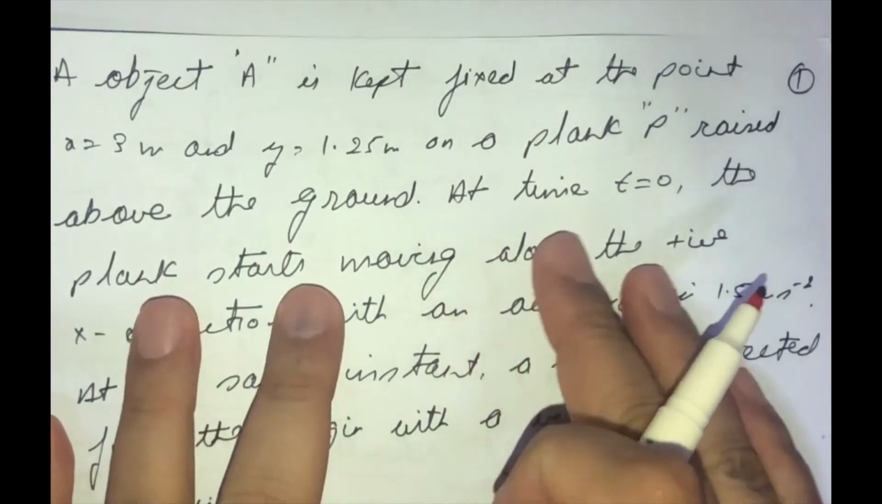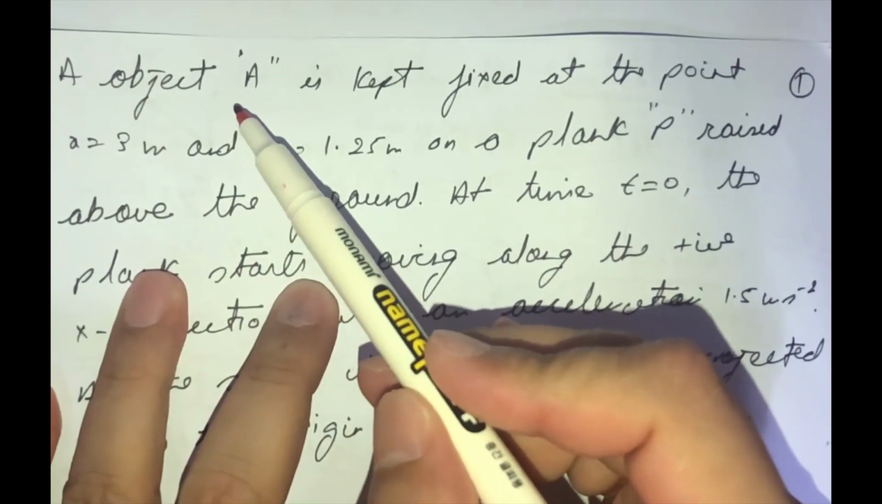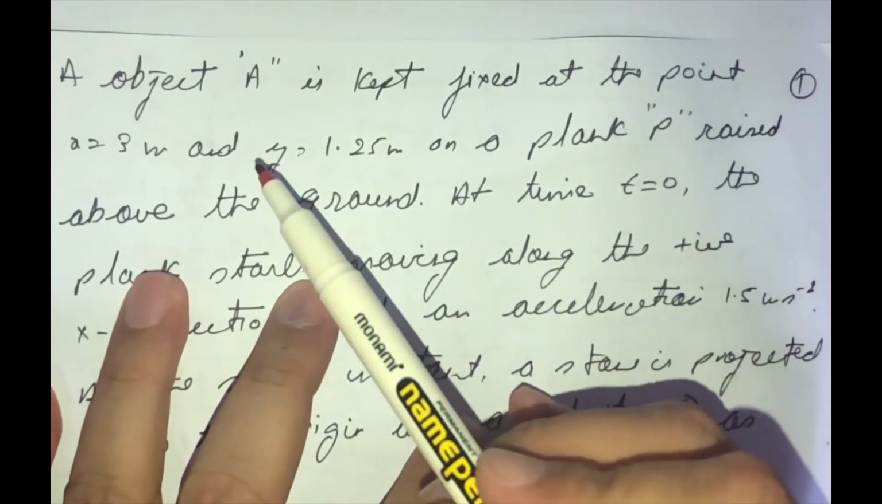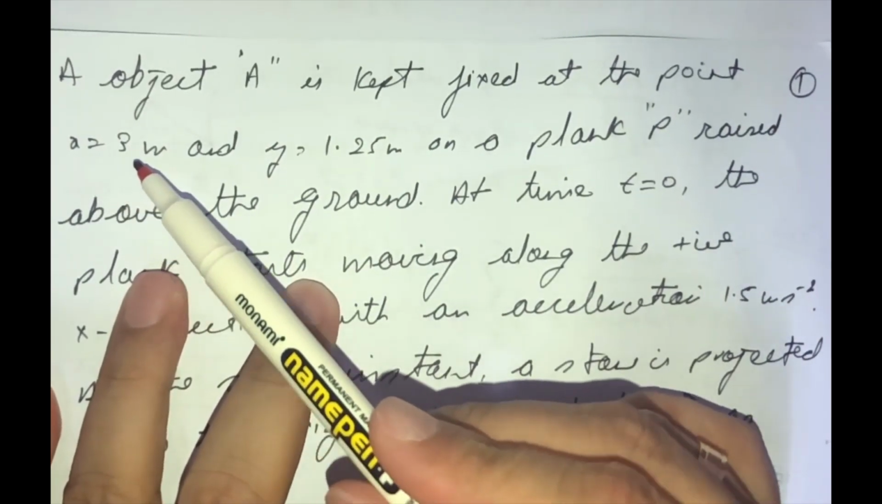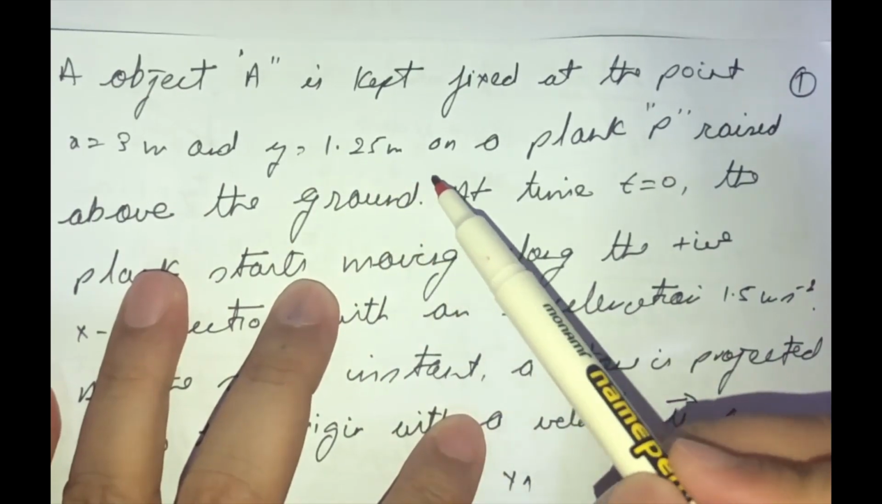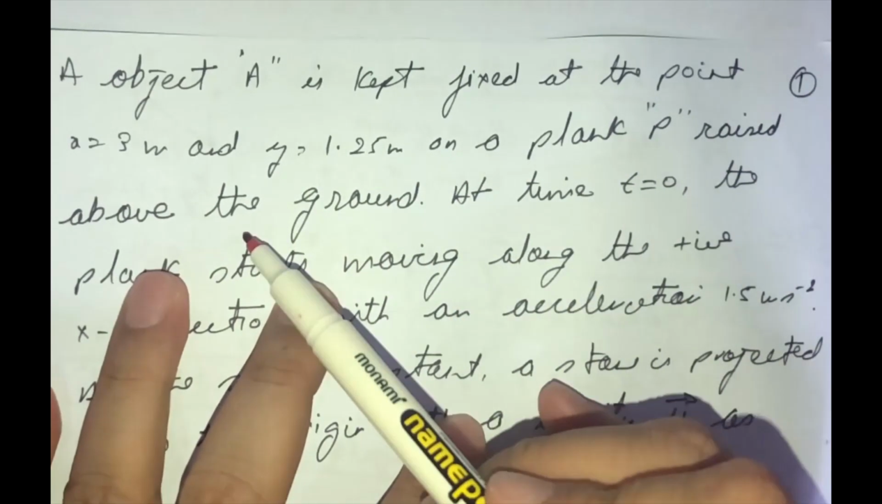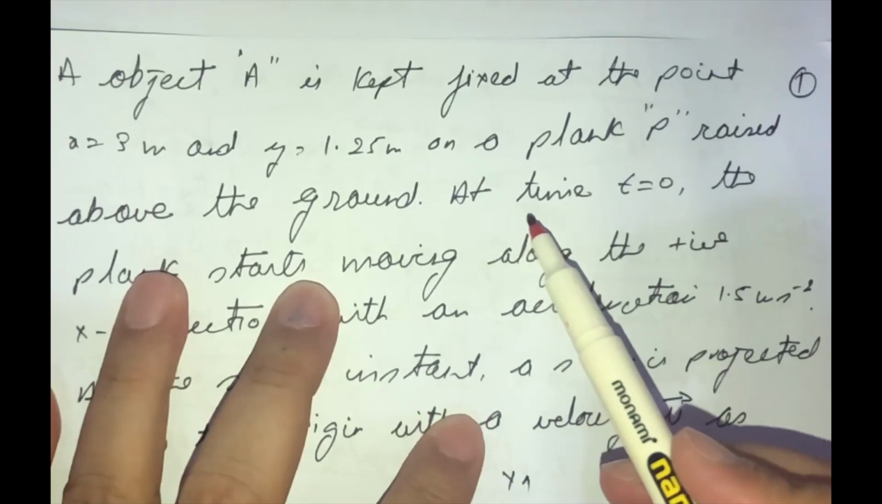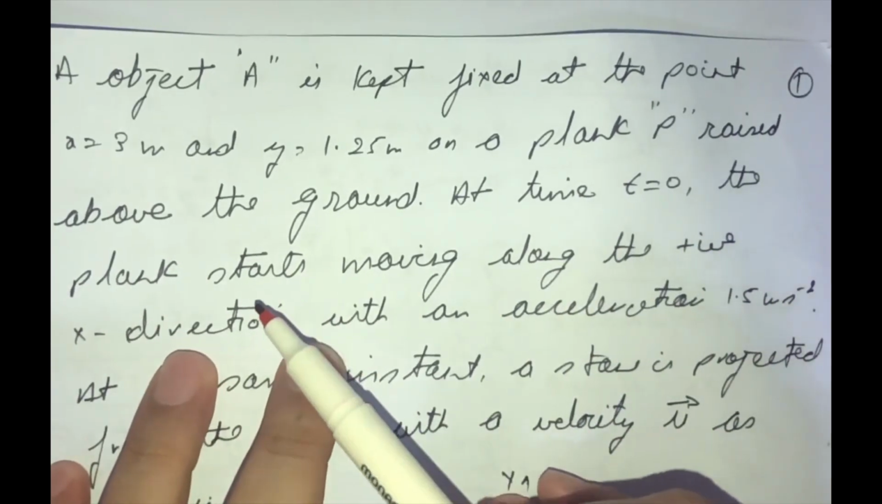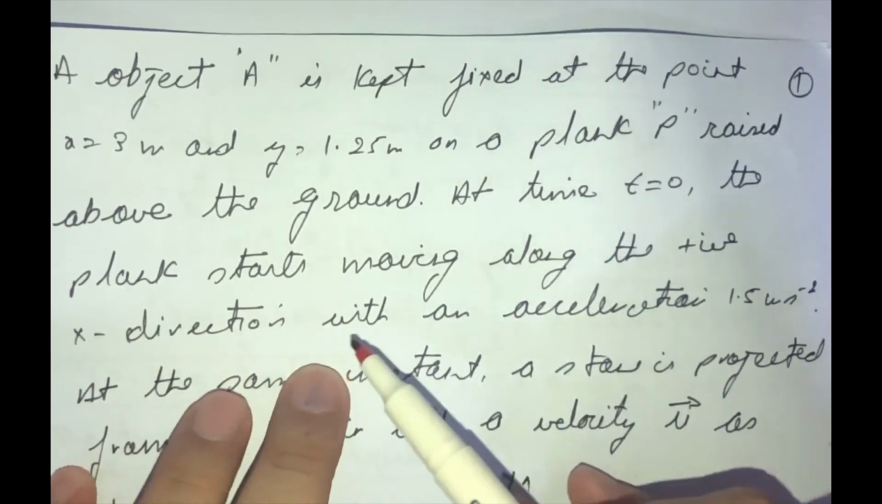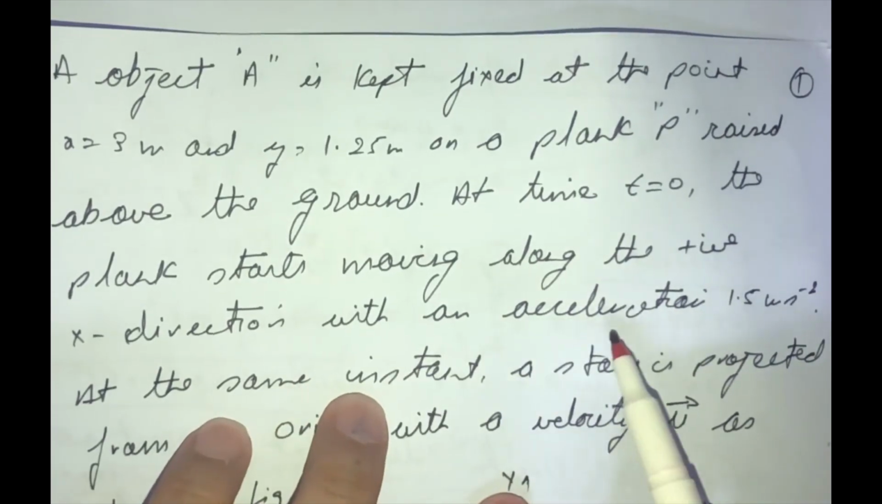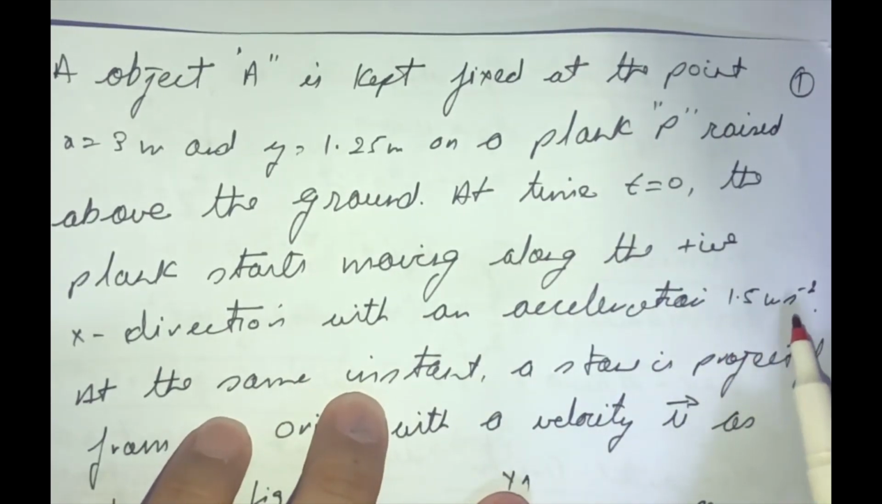Question is, object A is kept fixed at a point whose x is 3 meter and y is 1.25 meter on a plank P raised above the ground. At time t equal to 0, the plank starts moving along the positive x direction with an acceleration of 1.5 meter per second square.